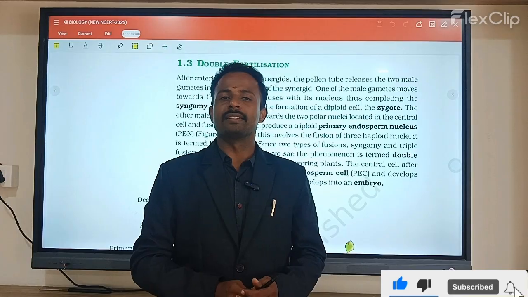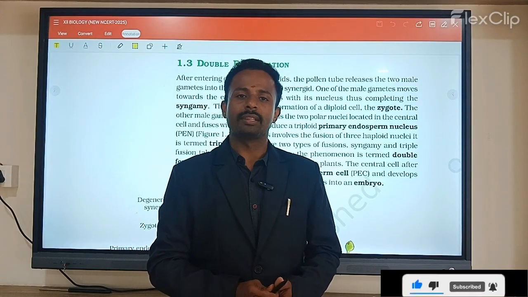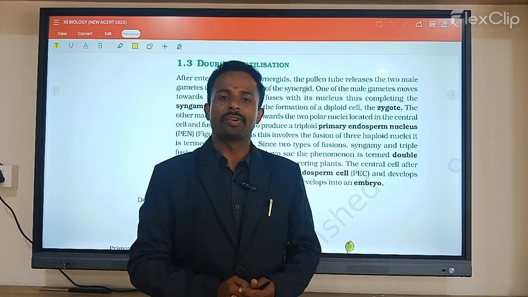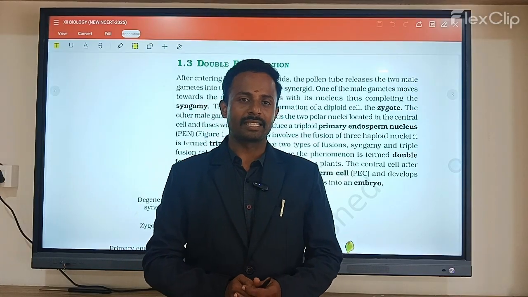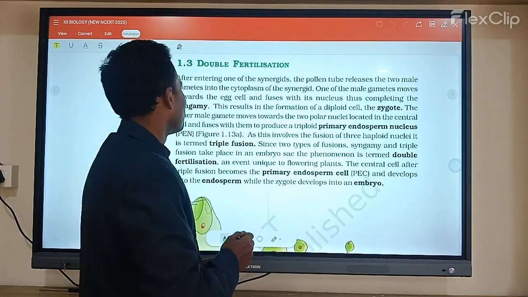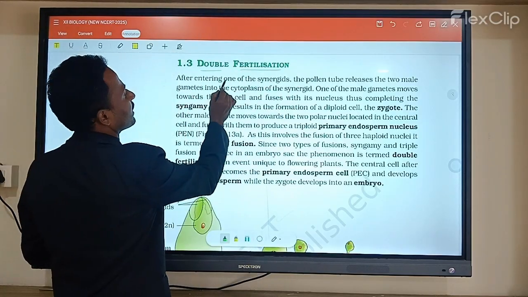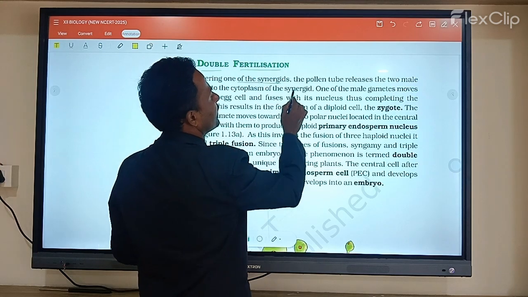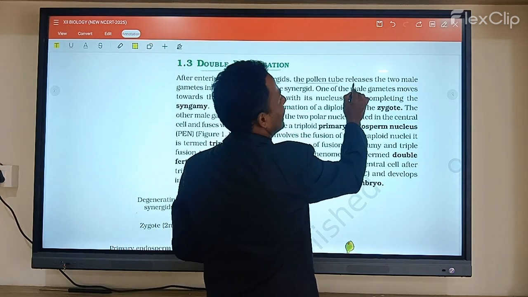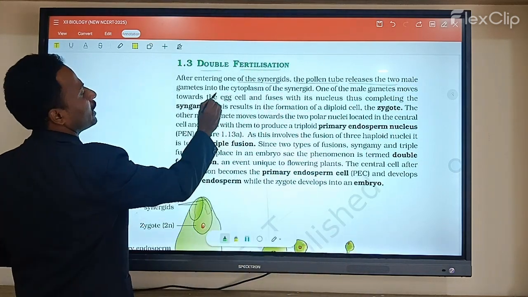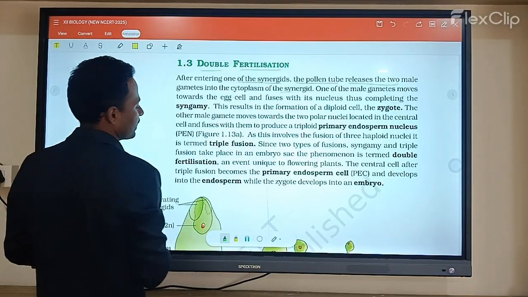In this section we will discuss NCERT Class 12th, Sexual Reproduction in Flowering Plants, part 6, that is double fertilization. After entering the synergid, the pollen tube releases two male gametes into the cytoplasm of the synergid cells.